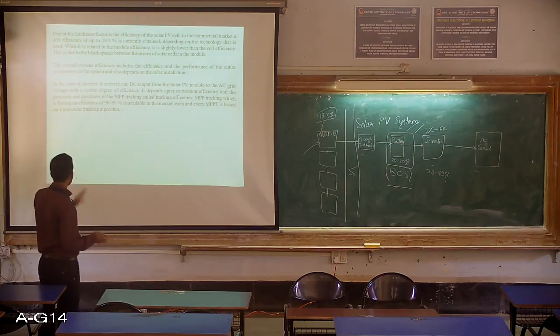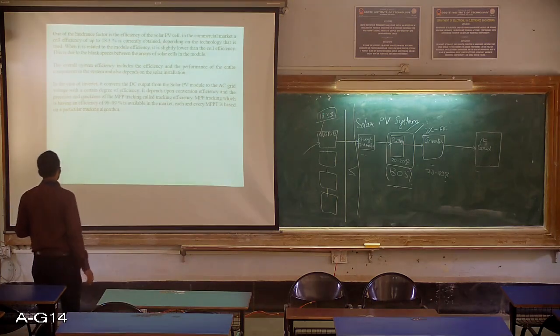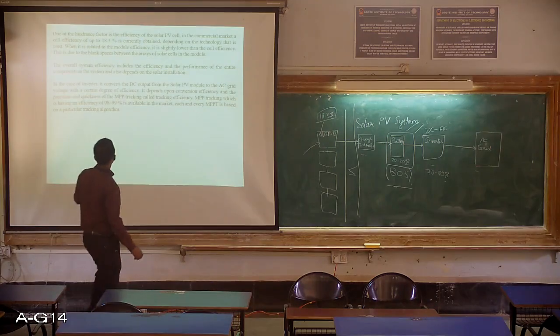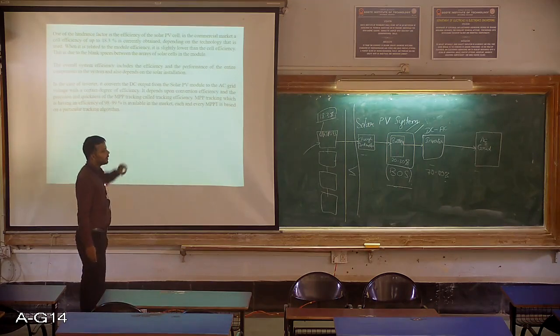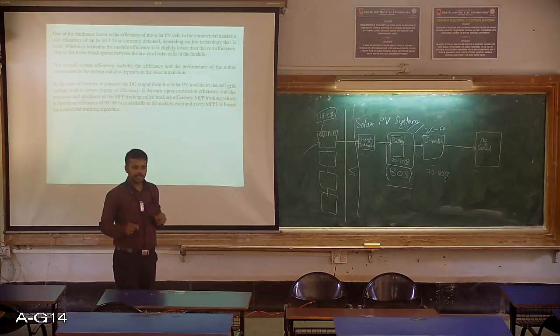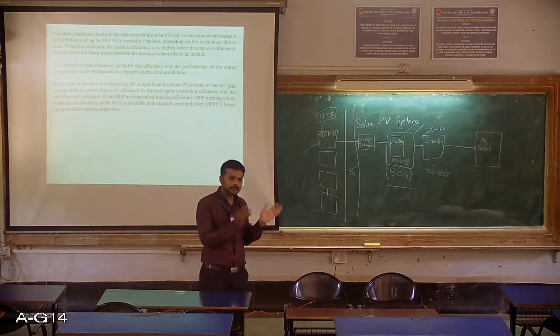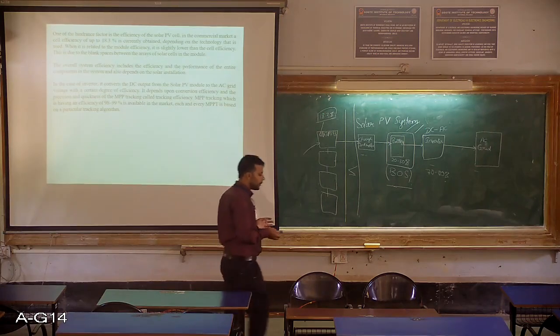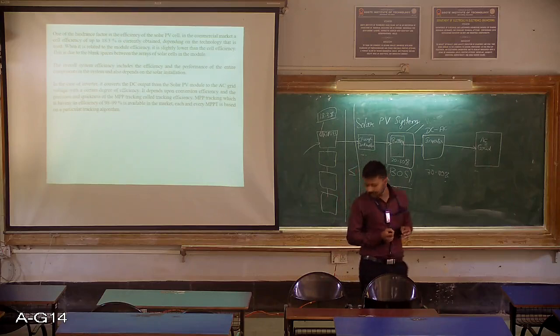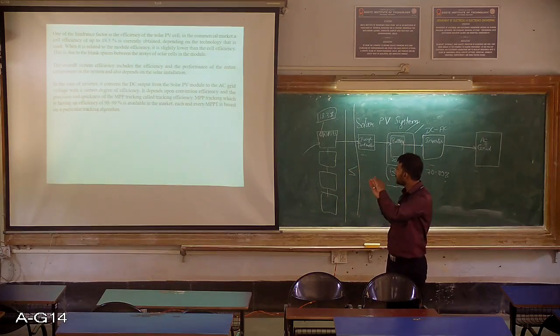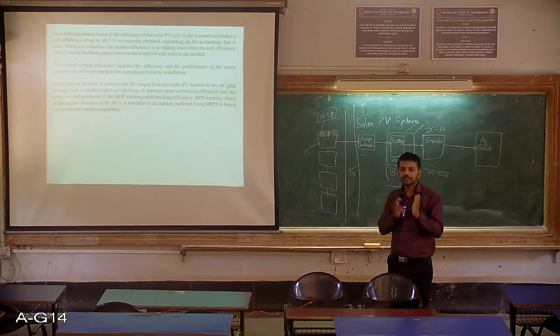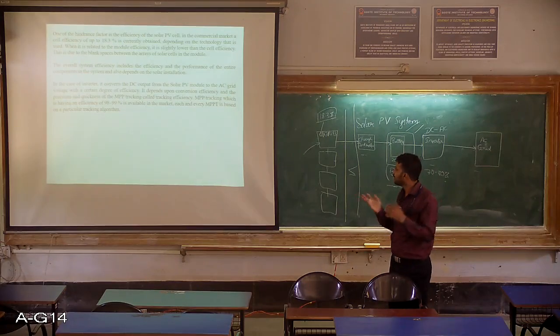And how to improve the efficiency? We should use the MPPT. The efficiency of the MPPT is normally 98 to 99%. Any MPPT technique we can use, any circuit we can use, the MPPT will always have efficiency very near to 100%. So by using MPPTs, it is possible to improve the efficiency of the solar system. That is what is mentioned here.